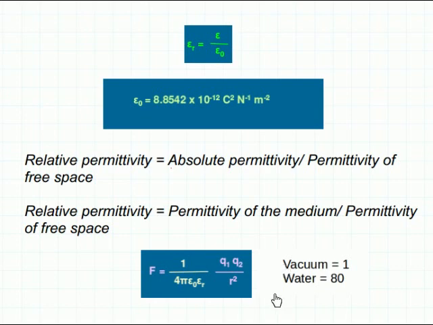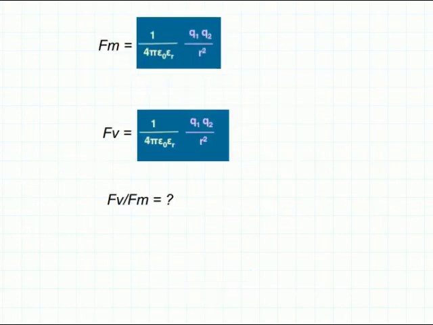So clearly epsilon r will decide the force between two charges in a medium. That is the importance of this epsilon r. So the higher the value of epsilon r, or the higher the value of relative permittivity, which is also called dielectric constant, the lesser will be the force between two charges. The lesser the value of epsilon r, the higher the force between two charges.